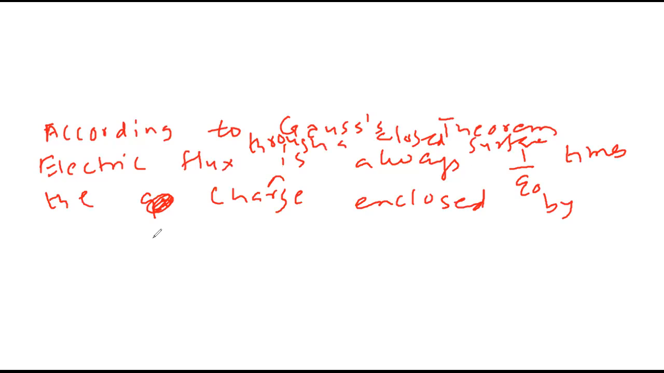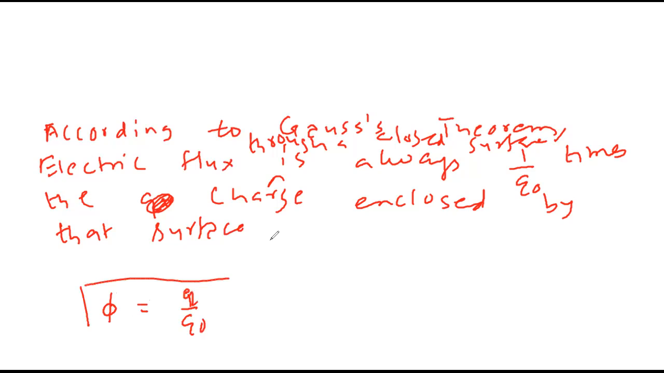Electric flux through a closed surface is always 1 upon epsilon 0 times the charge enclosed by that surface. Again, I am repeating. According to Gauss's theorem, electric flux denoted by phi is always equal to 1 upon epsilon 0 times the charge enclosed by that surface. That is, flux equals Q upon epsilon naught. Please copy till this.